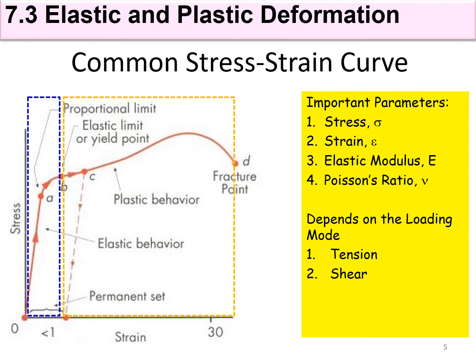This covers important parameters: the stress, the strain, the elastic modulus, as well as the Poisson ratio. All of this depends on the loading mode. It can be in tension, in shear, or maybe in compression. The details of the stress-strain behavior, because each of the points represents a different behavior of the material, will be covered in section 7.4.